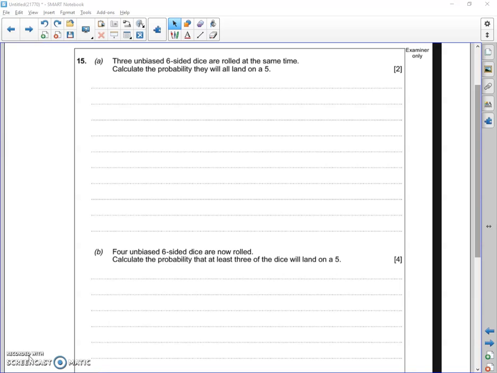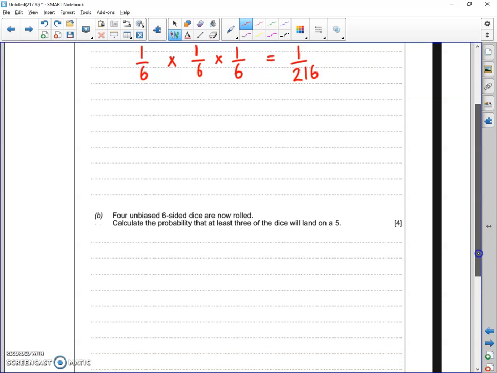Okay, 3 unbiased six-sided dice are rolled at the same time. Calculate the probability that they will all land on a 5. So the probability of one dice landing on a 5 is 1 out of 6. So this is going to be the AND rule, because it's 5 and 5 and 5. So times in. So 1 over 6 times 1 over 6 times 1 over 6. That'll give you 1 over 216. So that's a nice easy 2 marker there, if you remember the AND rule.